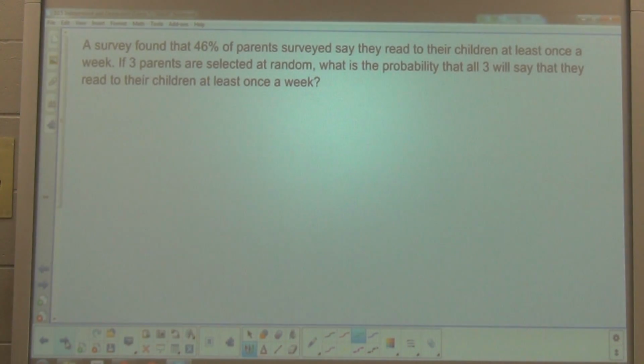In our next example, a survey found that 46% of parents surveyed said they read to their children at least once a week. If 3 parents are selected at random, what is the probability that all 3 will say that they read to their children at least once a week?